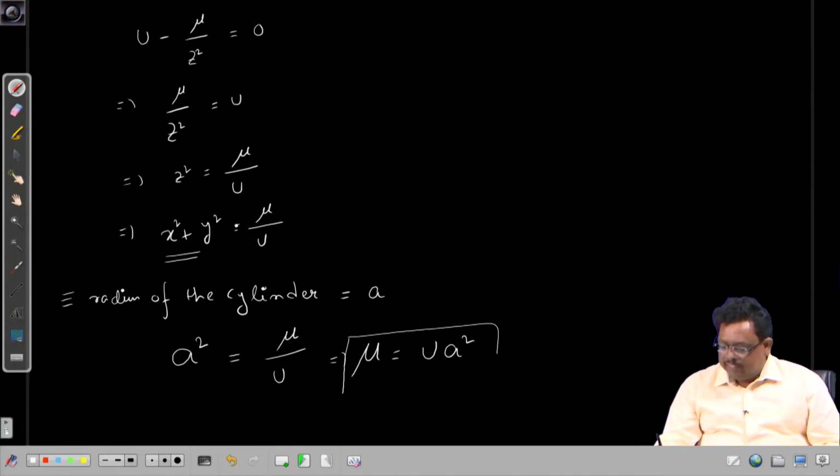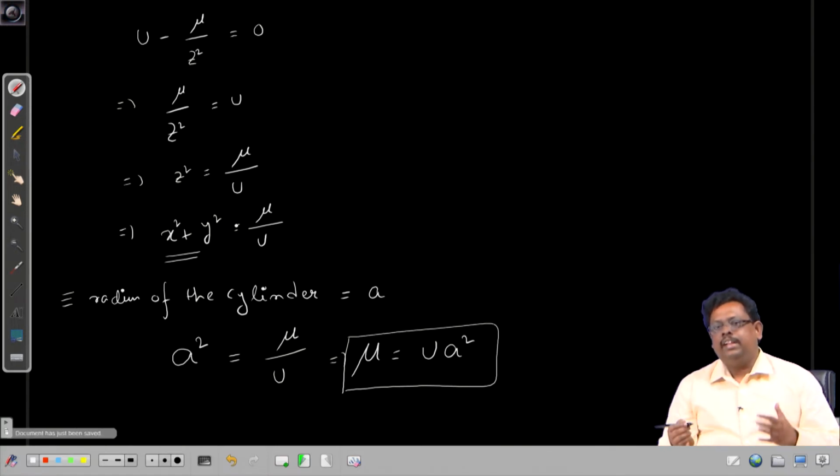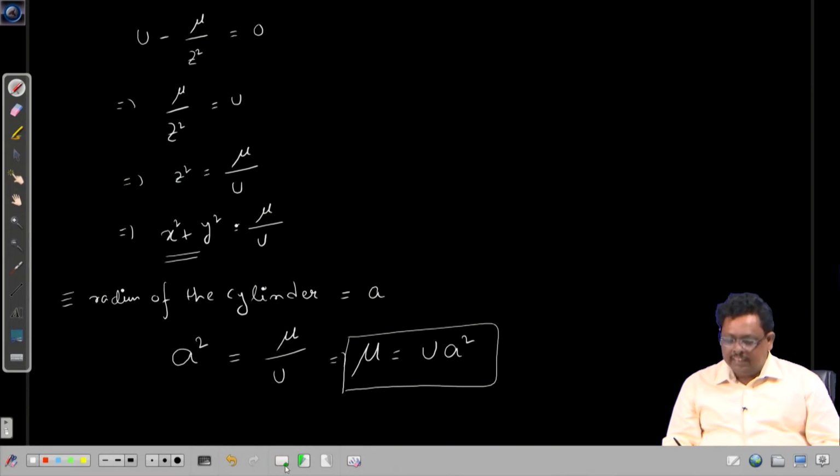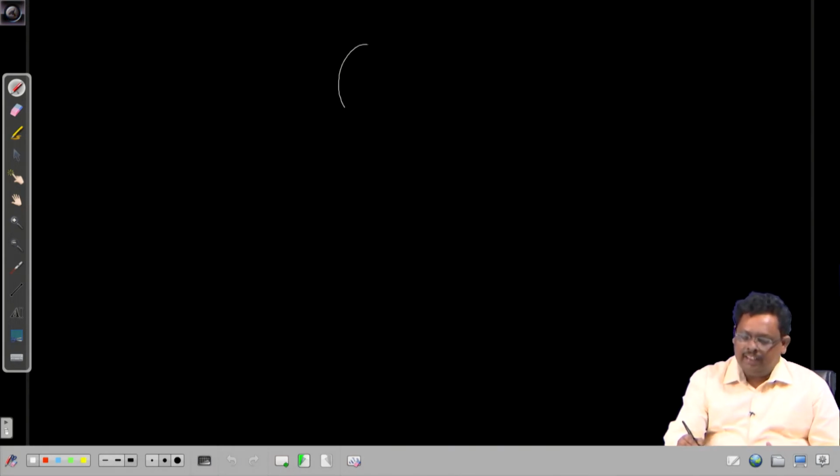Now, you see it is a very important result. So, actually what do we achieve from here? Let us see from the physical point of view. Now, I said I have a cylinder, and then I have a uniform flow which is U meter per second.